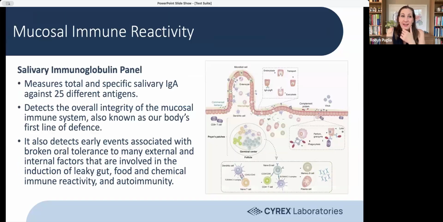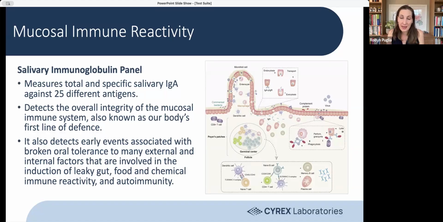So Array14, which is our mucosal immune reactivity screen, is a standalone panel. It is a salivary panel, salivary immunoglobulin panel. So it's looking at secretory IgA and secretory IgM. The other antibody panels that I've mentioned thus far are serum antibodies. So they're assessing the systemic circulation, the systemic immune system. So the mucosal immune system is an independent but interconnected branch of the immune system. It functions independently to the systemic immune system.